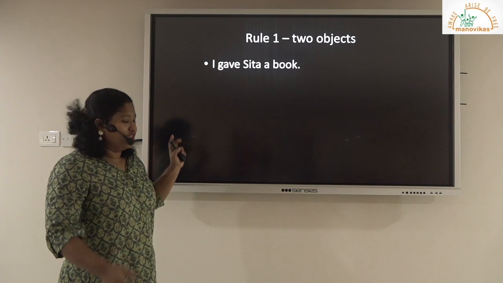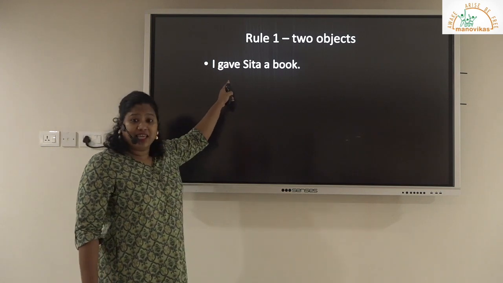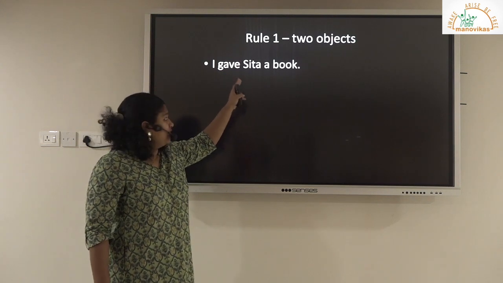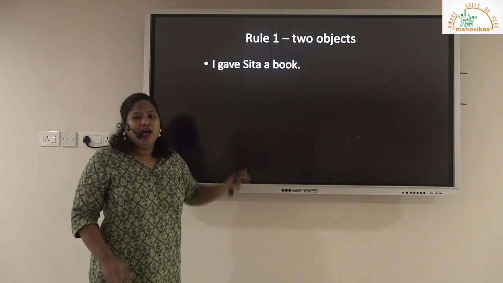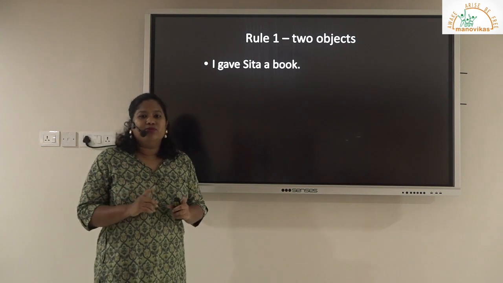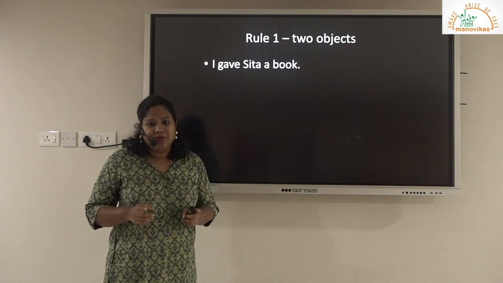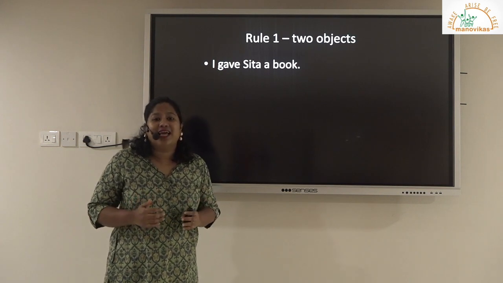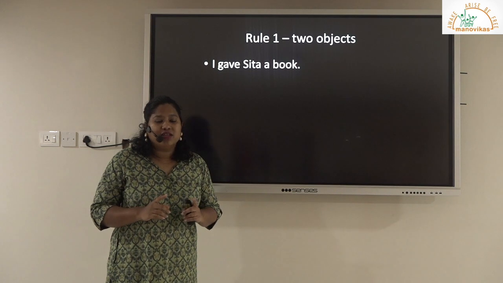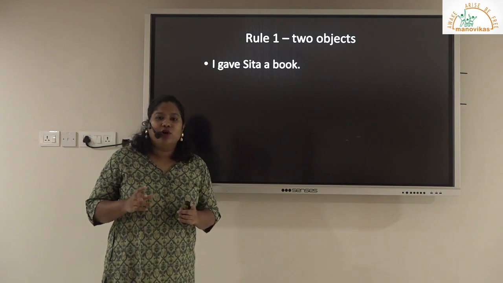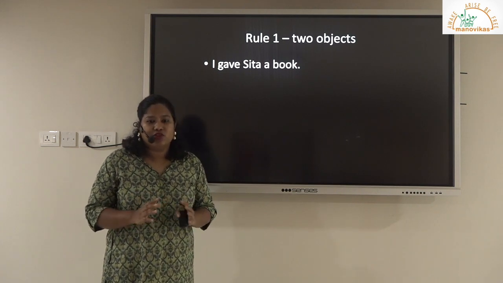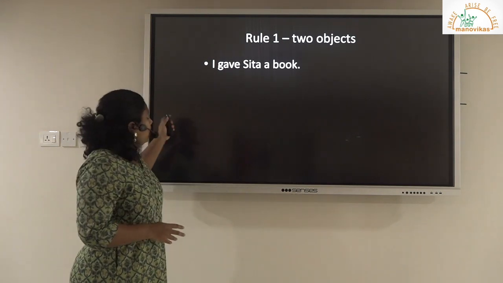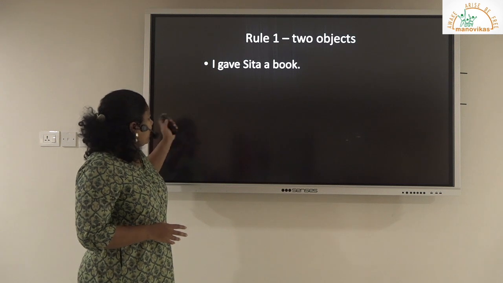Alright, so let me give you the answer. I is the subject, gave is the tense, verb, and Sita is an object here, and a book is an object. Another reminder is object doesn't necessarily mean a thing. An object in these kind of sentences is the receiver of certain action. So it's not a thing. Like according to you, a book is a thing, so it is an object. That's not how it follows. Over here Sita is the object also. Okay, so let's look at the answer.